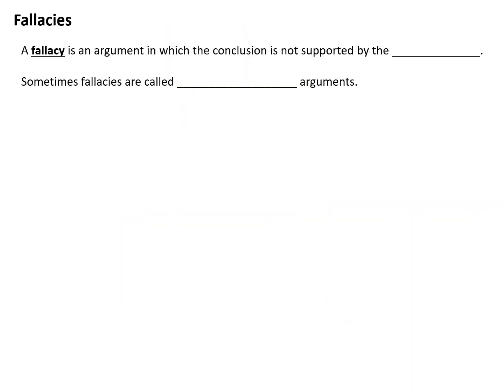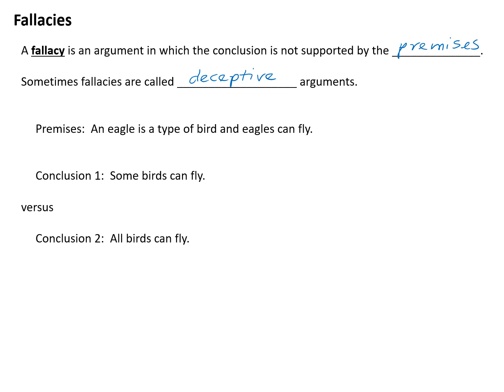Okay, let's make this interesting. Let's look at fallacies. A fallacy is an argument in which the conclusion is not well supported by the premises. Sometimes fallacies are actually called deceptive arguments for this reason. They're deceptive because they don't give you enough proof to actually draw that conclusion. Let's look at some examples.